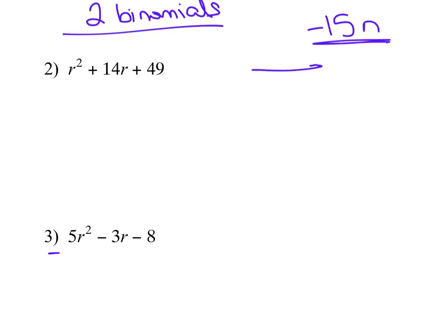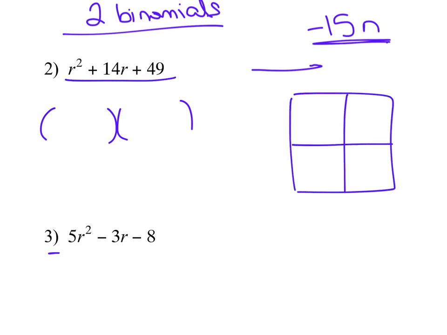So let's do this quick, shall we? We want two binomials that multiply to this. So let's do it. This is the setup, and we'll give you a quick shortcut as you get good at this so that you don't have to write this box every time.